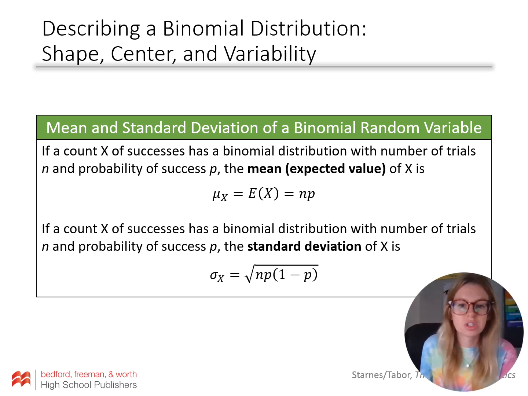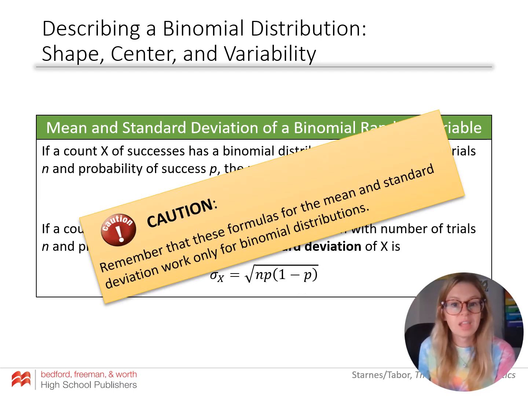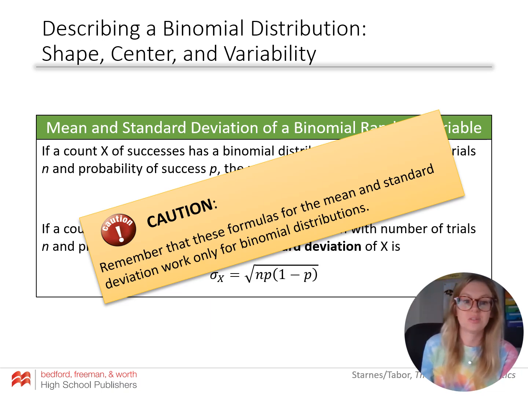Standard deviation also has a formula, way less complicated than a lot of our other standard deviation formulas, so we could actually just calculate it ourselves. And again, the formula is going to be given to you in your formula sheet. So we take the number of trials times the probability, and then times the probability of it not happening, so 1 minus that probability. This only works for a binomial distribution, so you can't just use this mean and standard deviation for everything. This is only when you've determined that it is a binomial situation.